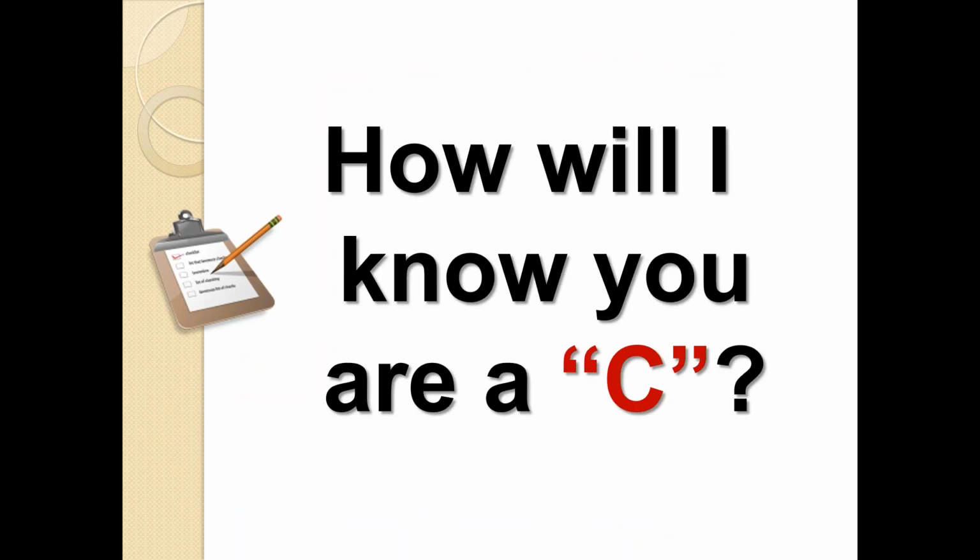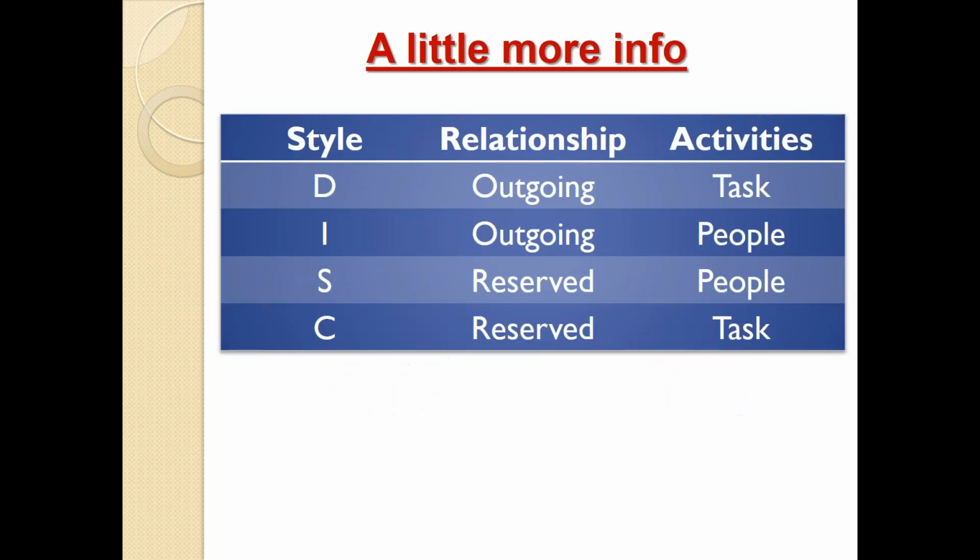How will you know you're a C? Everything's black and white. Nothing's gray. So you have people that are D are outgoing, task-orientated. People that are I are also super outgoing, but their activity is people. Your S personality styles are reserved, but they like people. They need interaction and team building and teamwork. Your C is reserved, and they're all about the task.